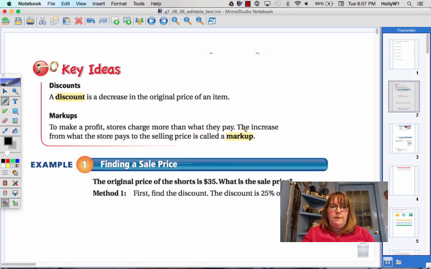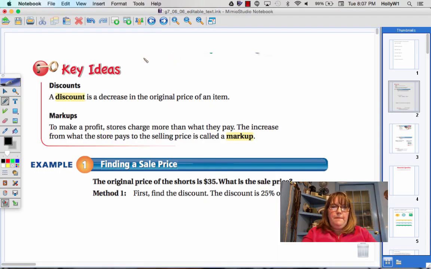So the other day we talked about the fact that a discount was a decrease in the original price of an item, and that markup was what, in order to make a profit, stores charge more than what they pay for the item. So if they buy something for $5, they're going to mark it up a certain percent so they can afford to pay their rent and their employees.